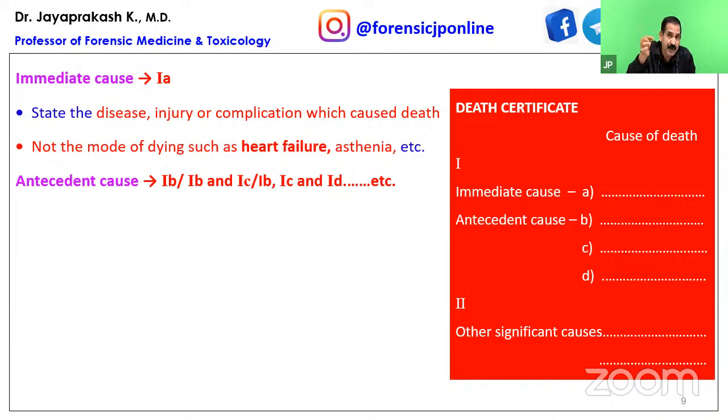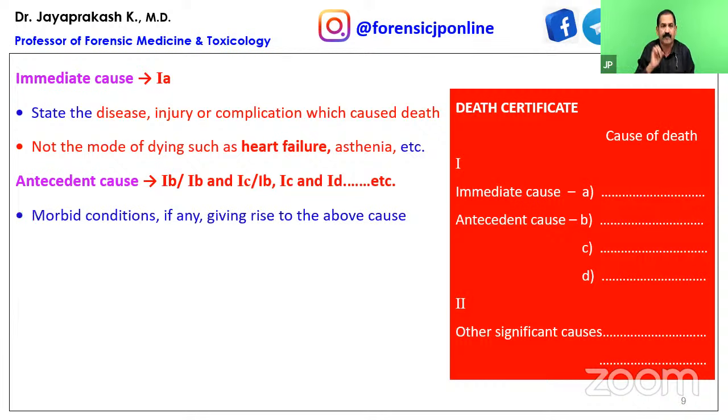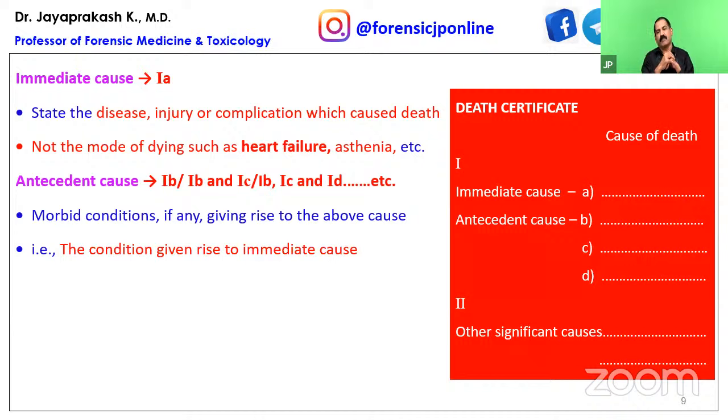What condition has given rise to 1A? You should write under 1B. Morbid conditions, if any, giving rise to the above cause. What has given rise to 1A? You should write under 1B. What has given rise to 1B? You should write under 1C. That is the condition that gave rise to the immediate cause. State the underlying conditions last.